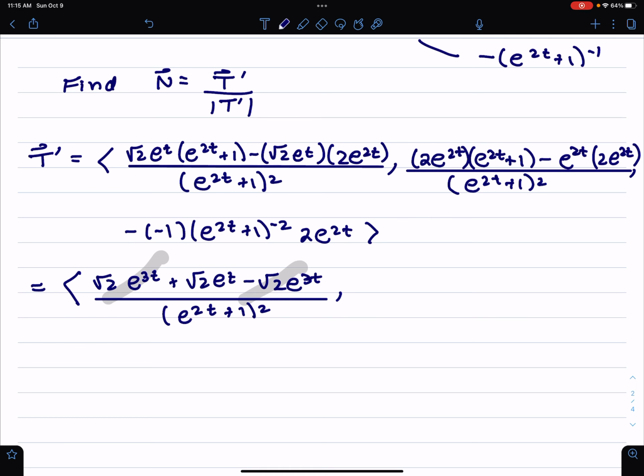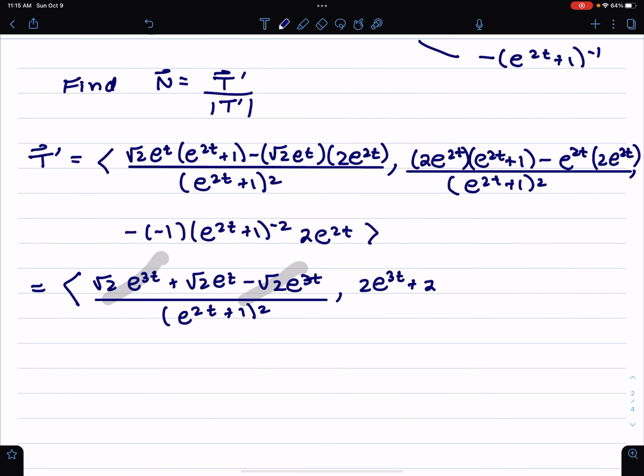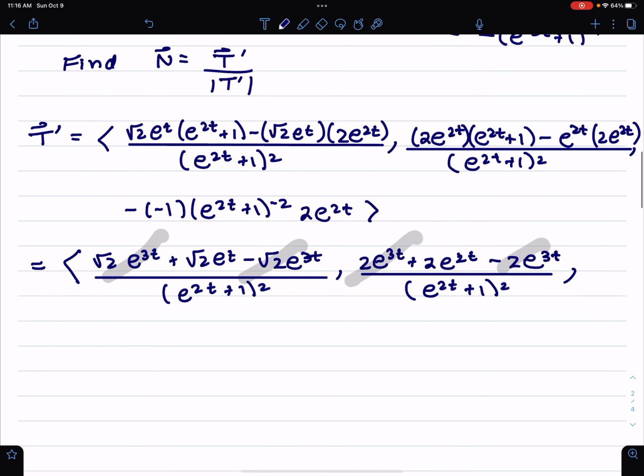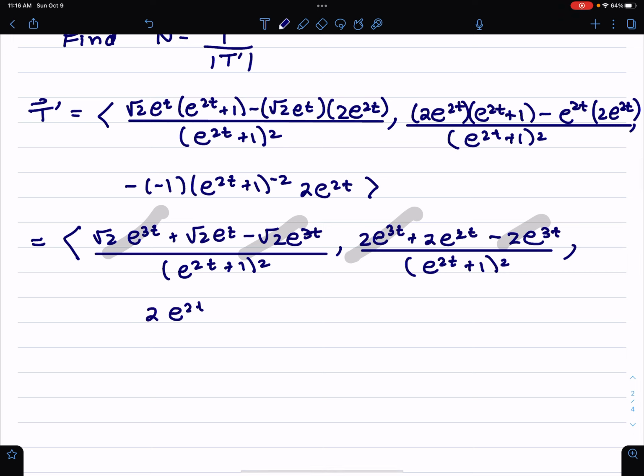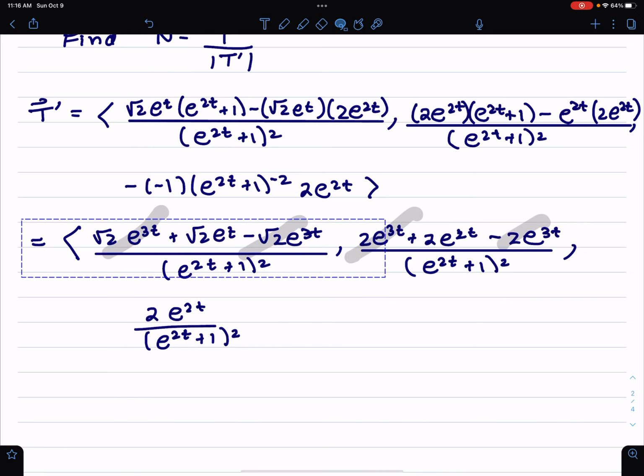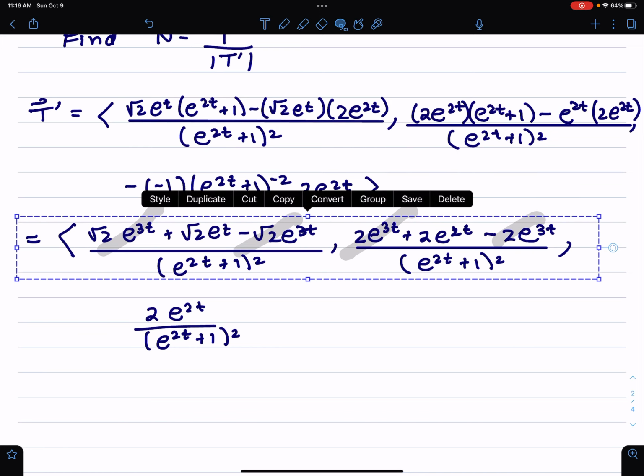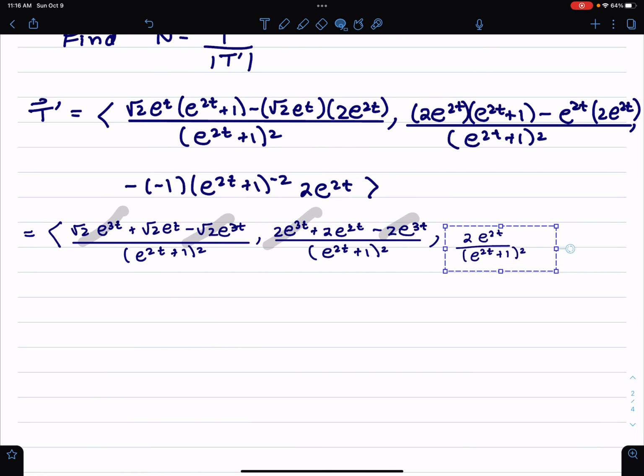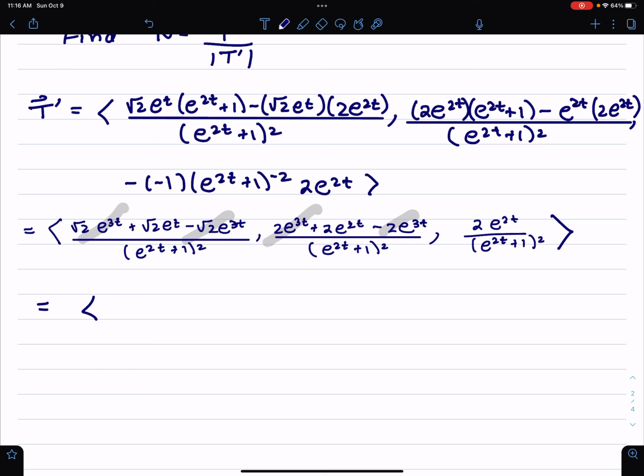Similar deal here. We're going to get 2e to the 3t plus 2e to the 2t minus 2e to the 3t. Those cancel. Over e to the 2t plus 1 squared. And then comma, it's unfortunate, I have to go to the next line. 2e to the 2t over e to the 2t plus 1 squared. It would be even better if I could fit this all on one line. Okay, so this gives us some good stuff.